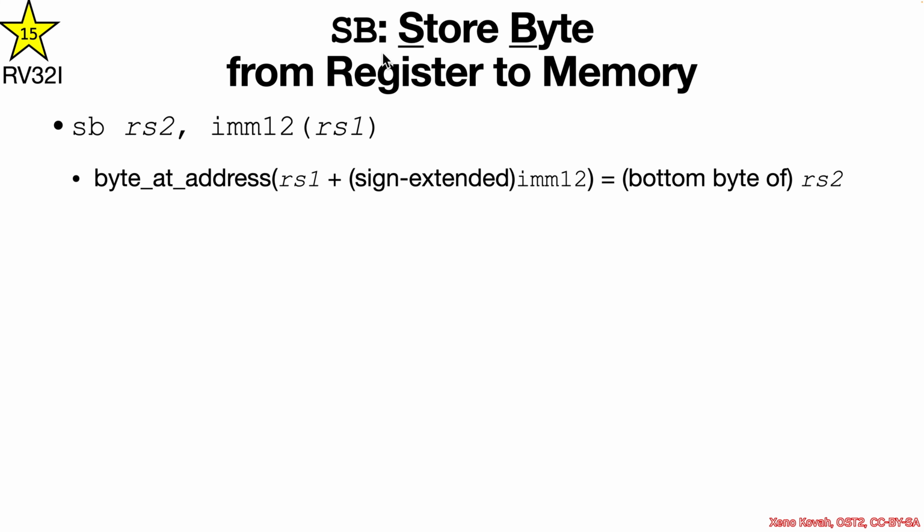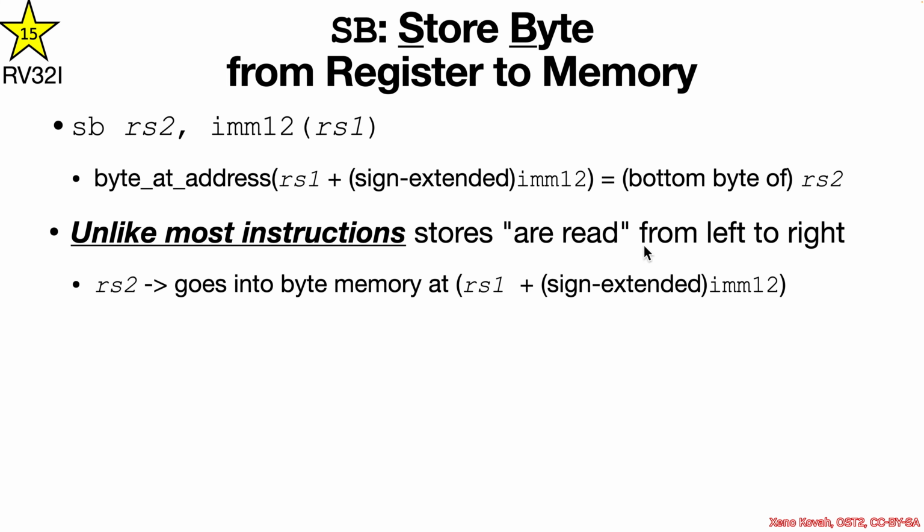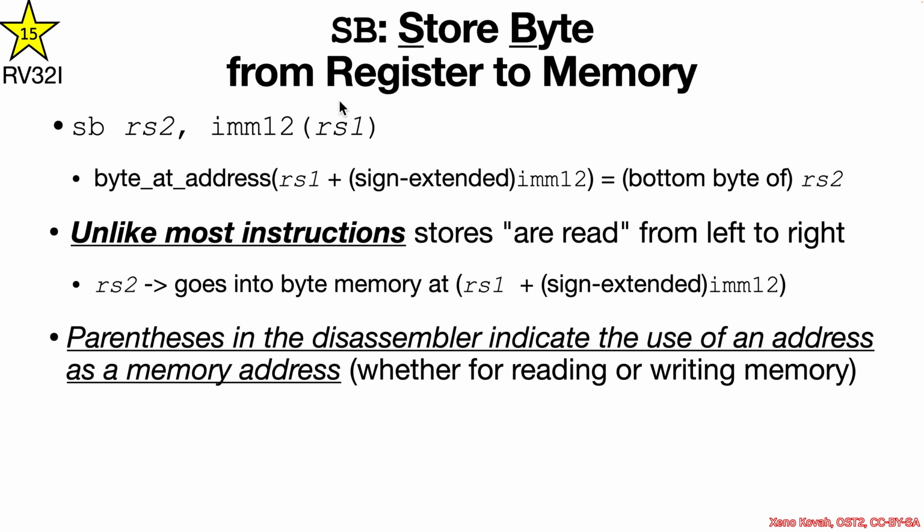Okay, so now we've got a store. Store from the left to the right. And this is going to take the bottom byte, store byte, take the bottom byte of RS2, the bottom 8 bits, and store it to memory. Where in memory? Well, at RS1 plus sign extended immediate 12, that's going to be a byte memory address. And again, it is stored from left to right, and again, parentheses means grab from memory.